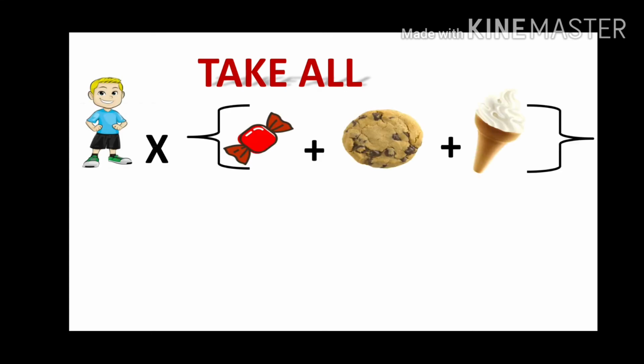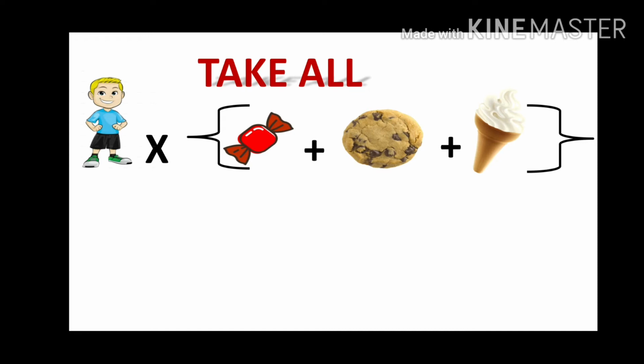Now, Johnny likes to eat candies, cookies, and also ice cream. All the three. Now, all the three are in the brackets. So, here brackets means it can be like a basket, or we can take it as a bag. So, inside the bag, he has candy, cookies, and ice cream. So, he likes all. So, he wants to take all.